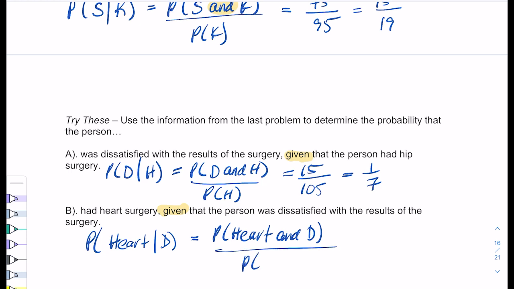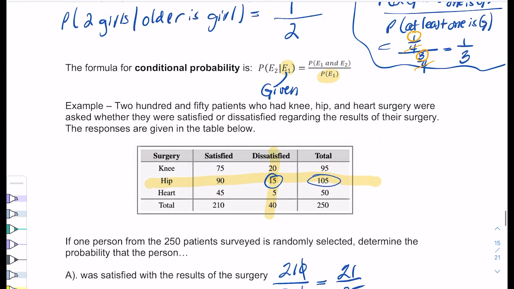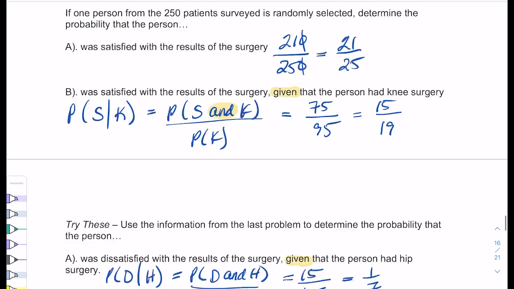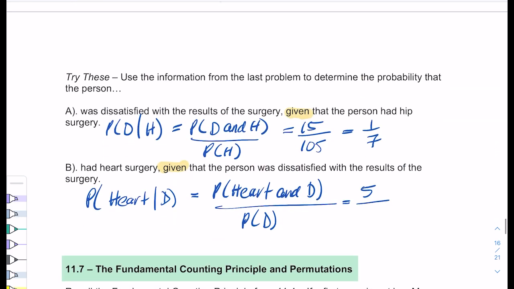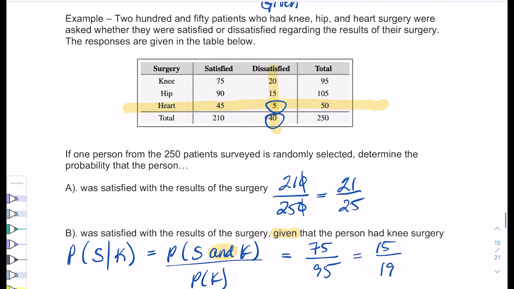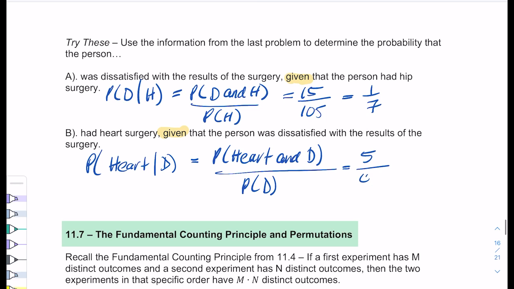And then it's always over my given. My given here is dissatisfied. So heart and dissatisfied. Let's look at where they intersect. So heart, dissatisfied. Where do they intersect? Right here, the 5. So that's going to be 5 over, okay, how many people were dissatisfied? That's going to be 40. And if you reduce 5 over 40, you get 1/8. So that concludes the 11.6 notes.